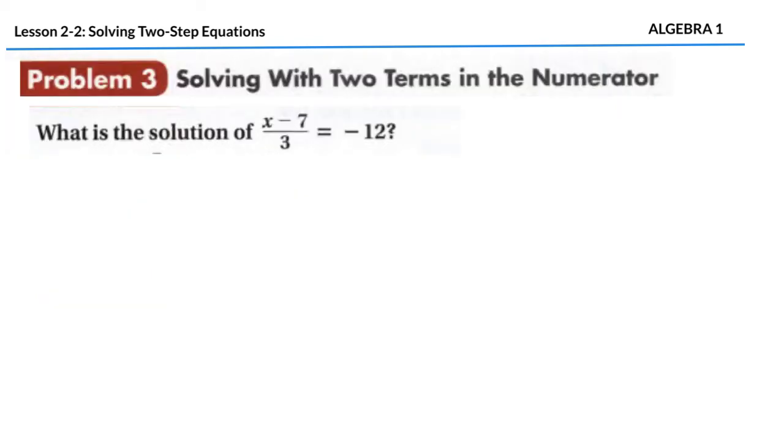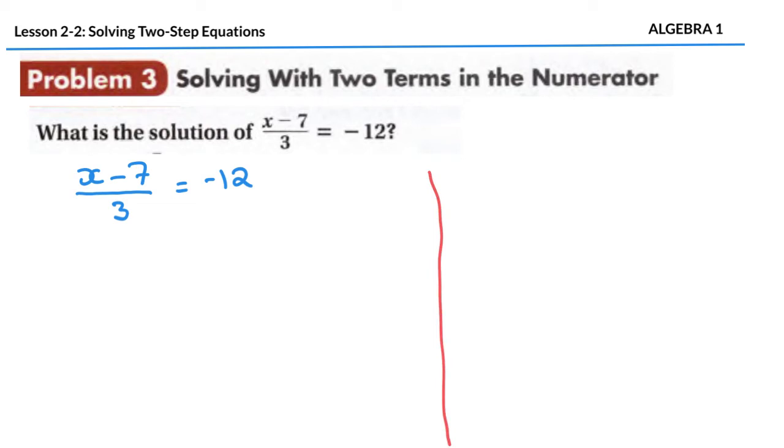Let's try solving with 2 terms in the numerator. What is the solution of x minus 7, the whole thing divided by 3, is equal to negative 12? So now, let's look at this. In the numerator, we have 2 terms. Let's rewrite this equation. x minus 7, the whole thing divided by 3, is equal to negative 12.